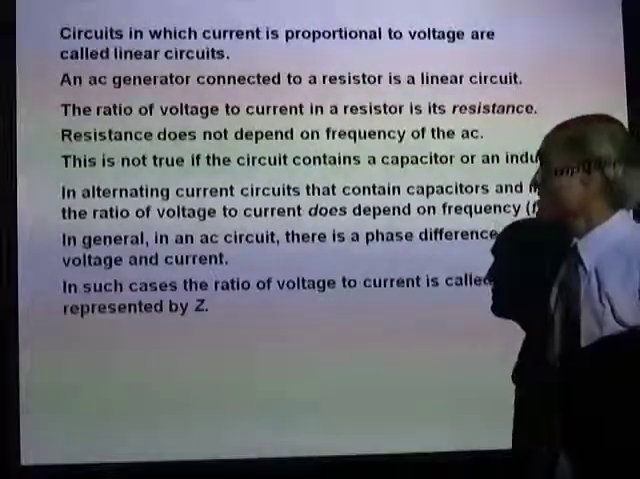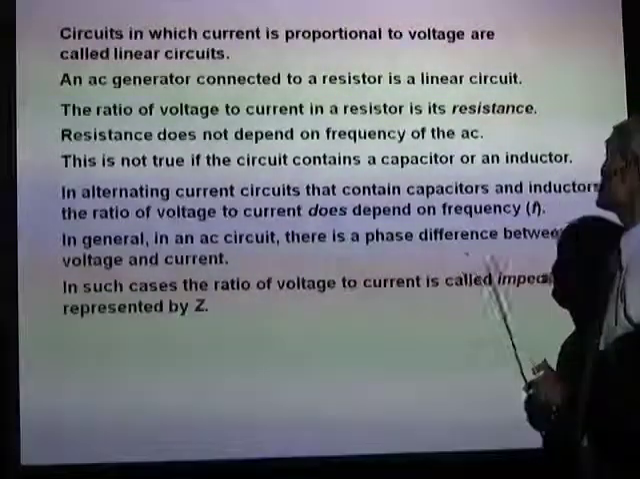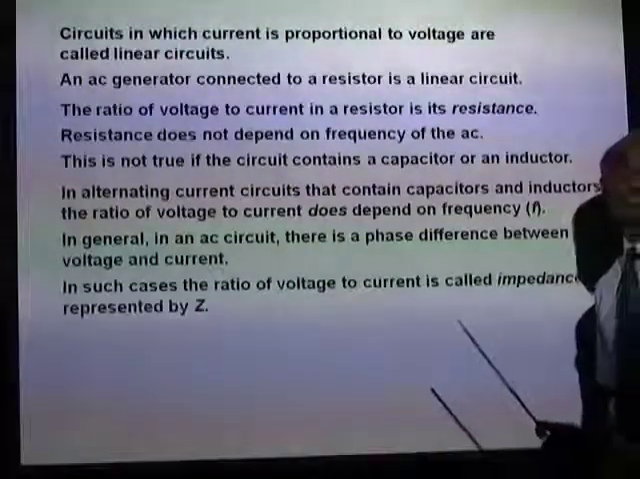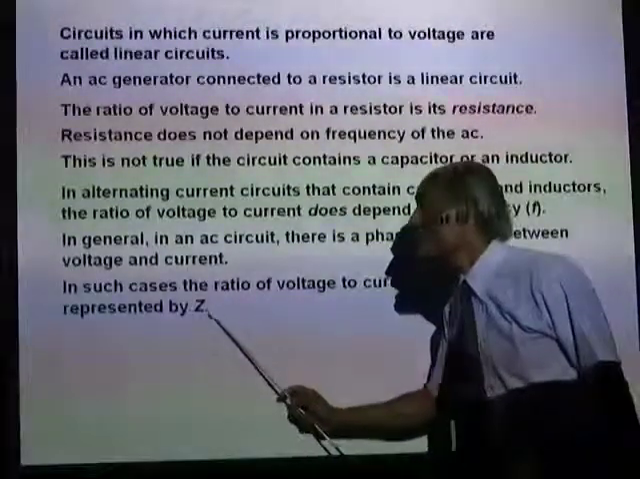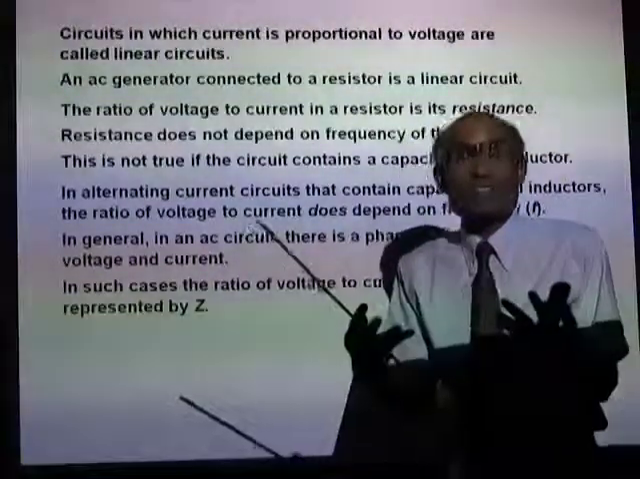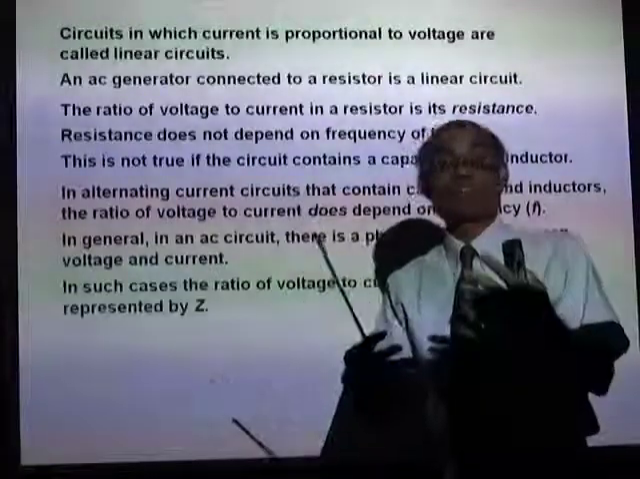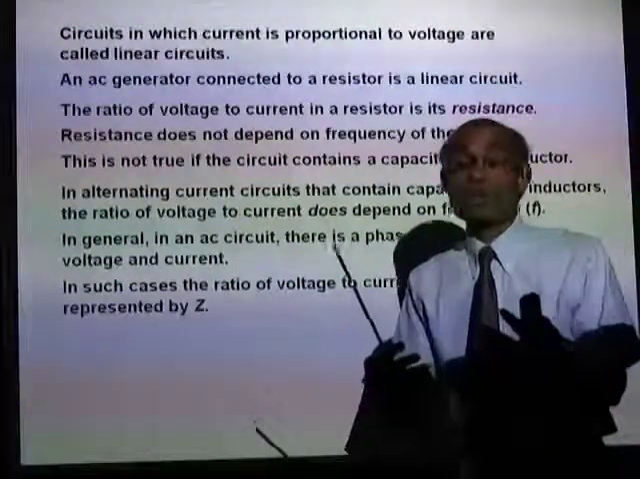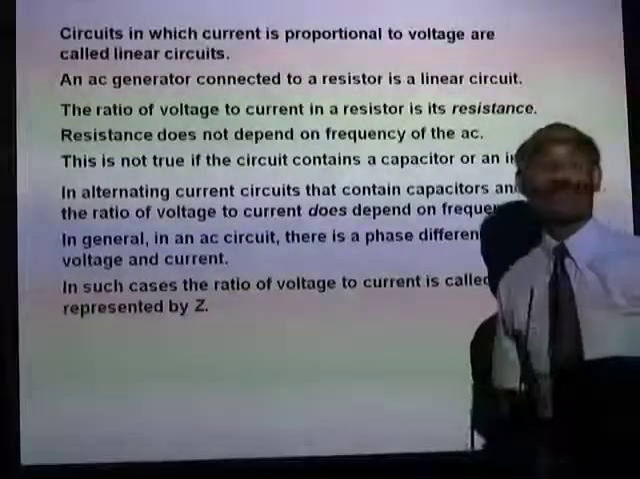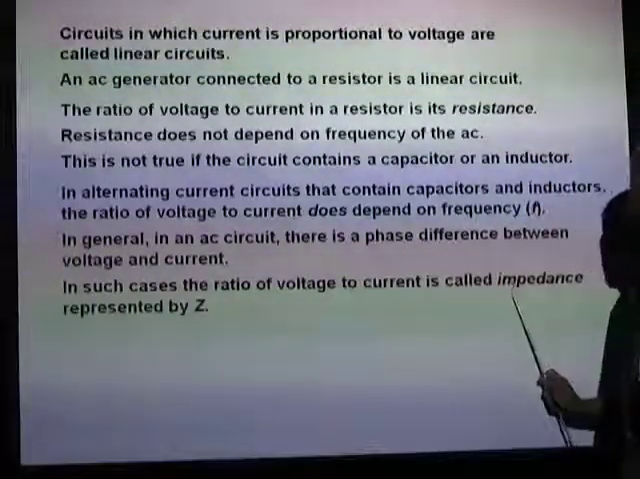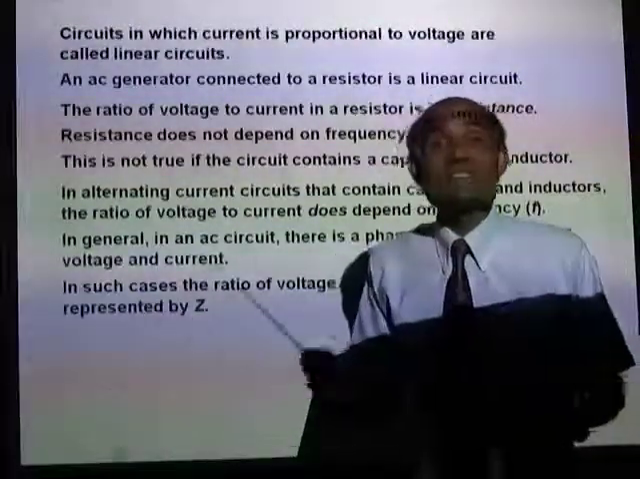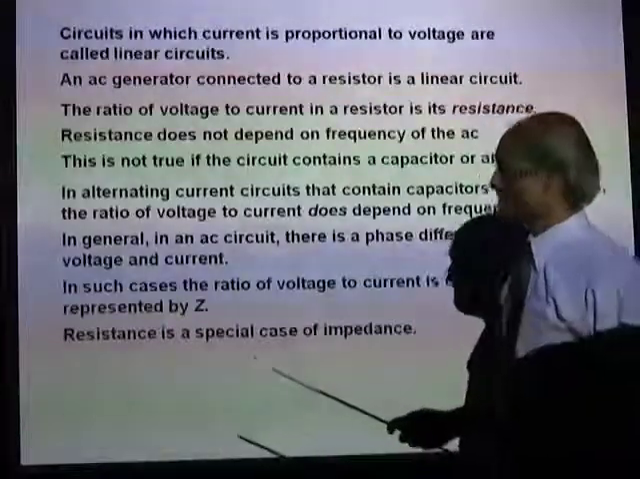Now, in such a case, the ratio of voltage to current is called the impedance of the circuit, and we represent that by Z. So, in the case where there is a phase difference between voltage and current, you will not call the quantity, the ratio of voltage to current, resistance, but we call it impedance. In fact, resistance is a special case of impedance.